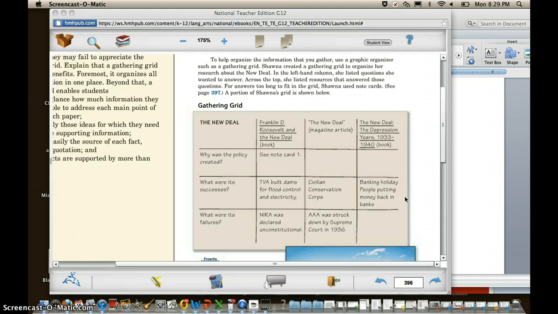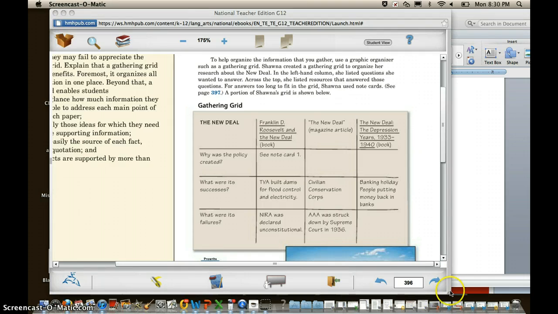Oftentimes the research tailors our thinking or allows us to think more specifically on one general idea. Many of you have already started to think more specifically on an idea. So today I would imagine that through your note-taking and your reading, you're going to even find more specifics that you are going to want to think about for your research paper.